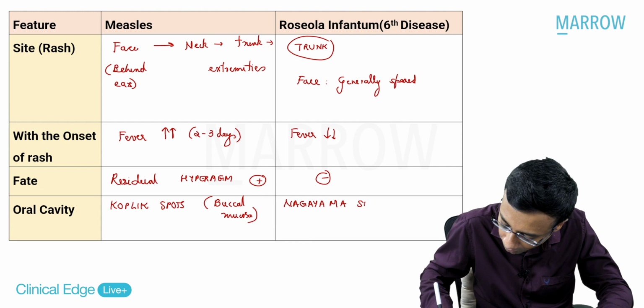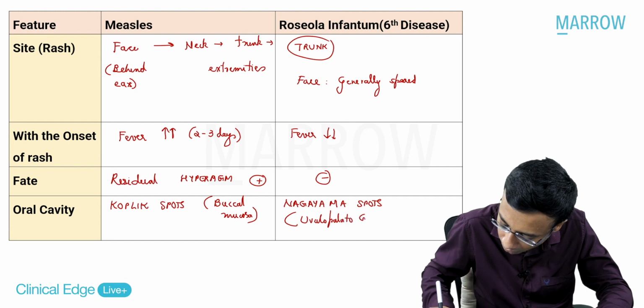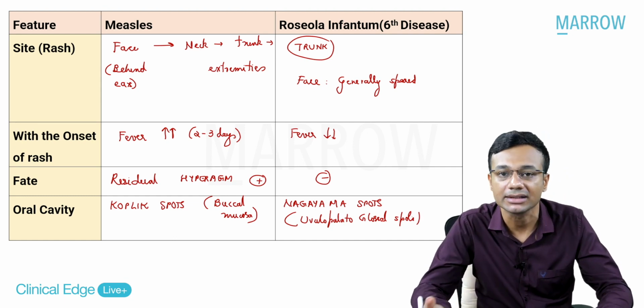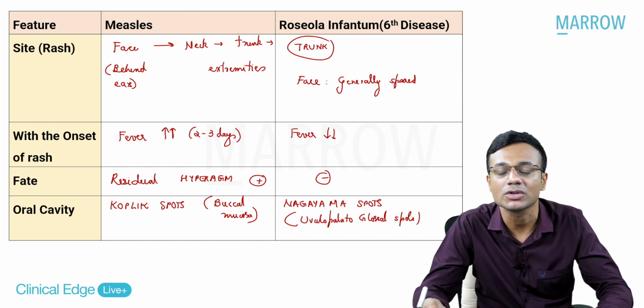Nagayama spots. These are also referred to as uvulopalato-glossal spots. So these red color papules are distributed over the uvula and the tongue. That is what you need to remember, together with the palate. That's why it's called uvuloglossopalatal spots. Very, very important points to distinguish between measles and roseola infantum.